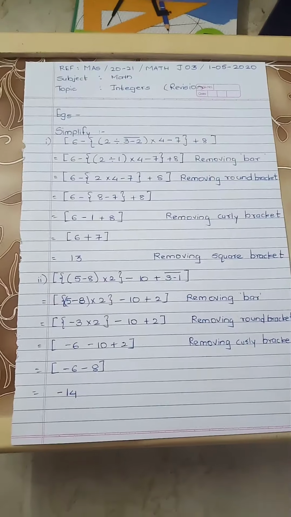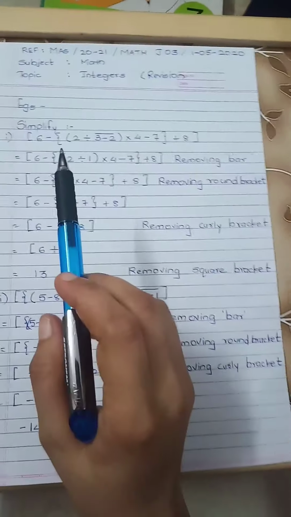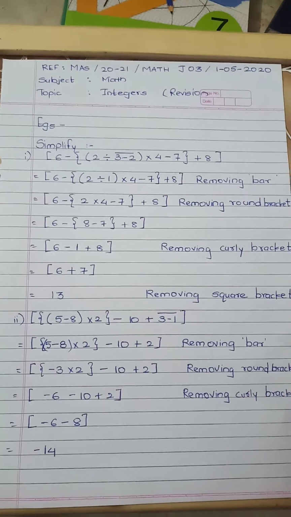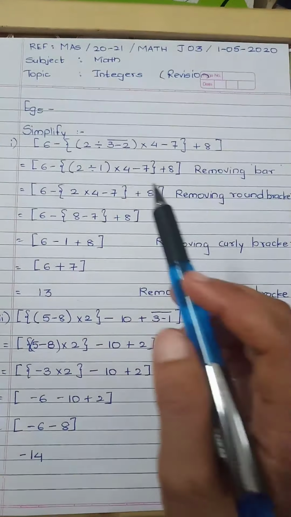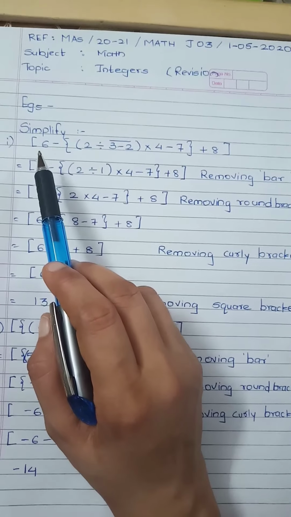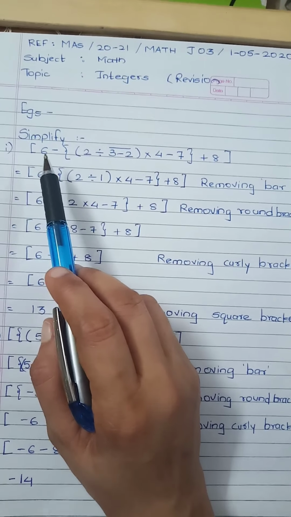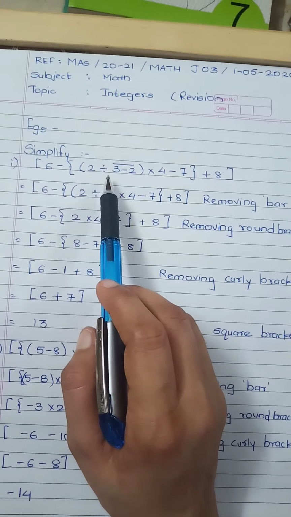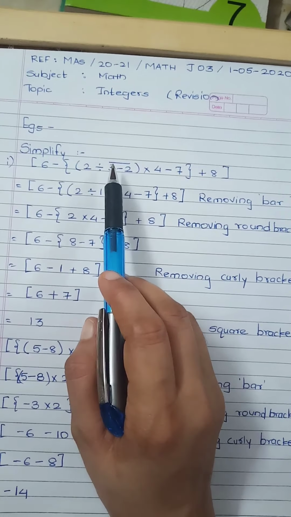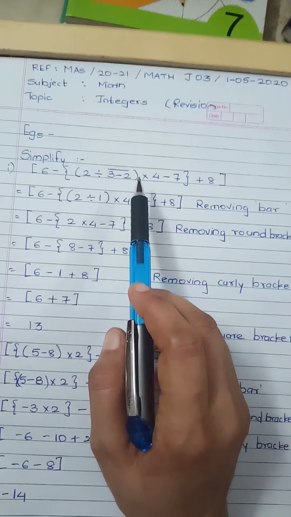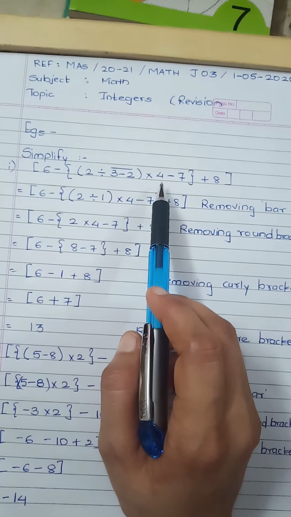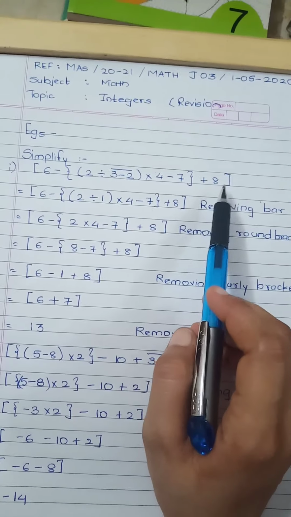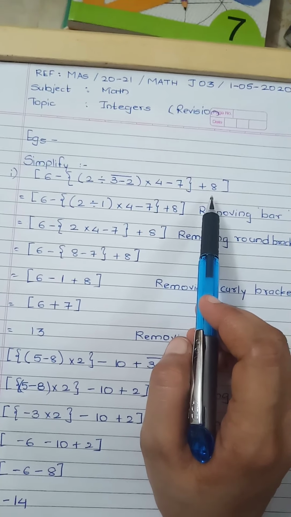I have already solved these two sums. The first sum is a simplification sum. Children, let's solve the example sums over here. The sum is square bracket, 6 minus curly bracket, round bracket, 2 divided by 3 minus 2, with the bar on 3 minus 2, then multiplied by 4 minus 7, curly bracket, plus 8, and then the square bracket.